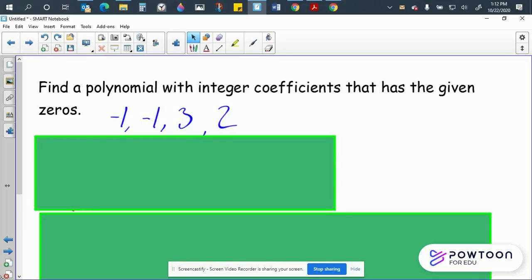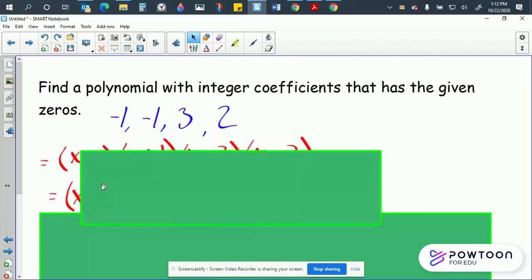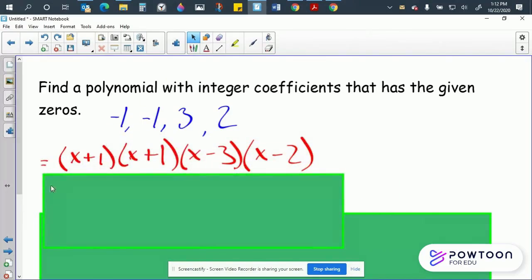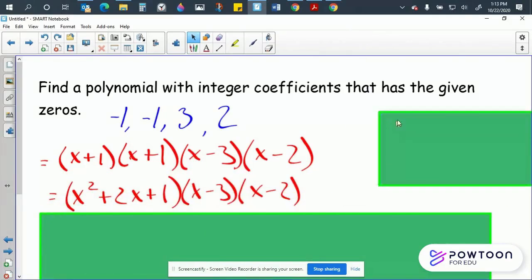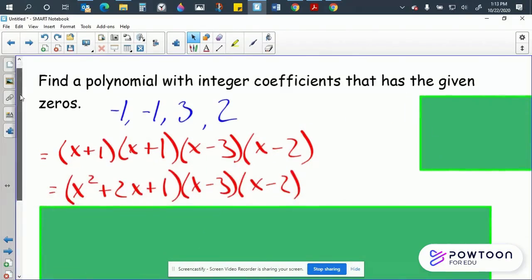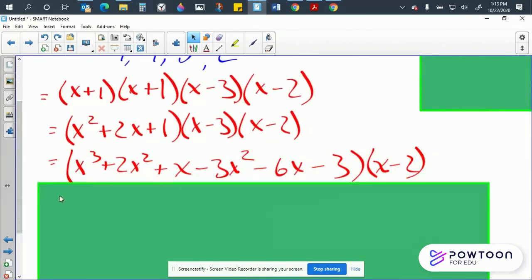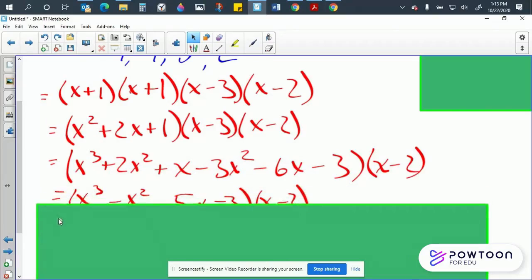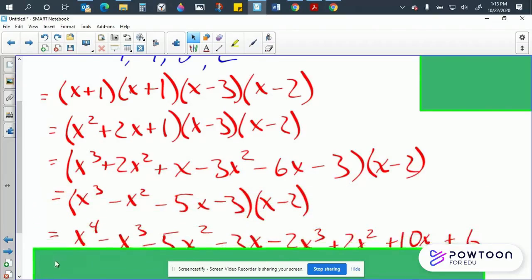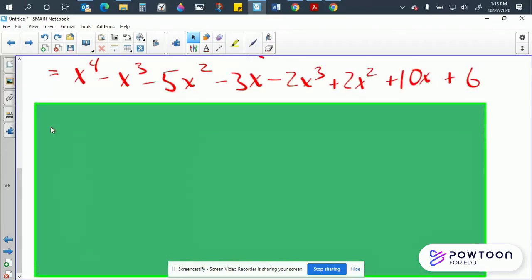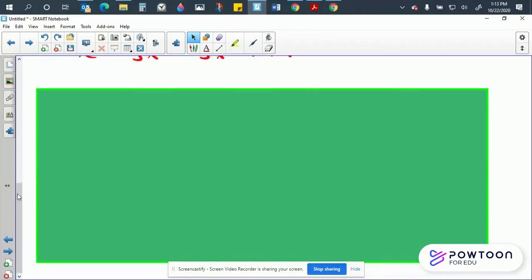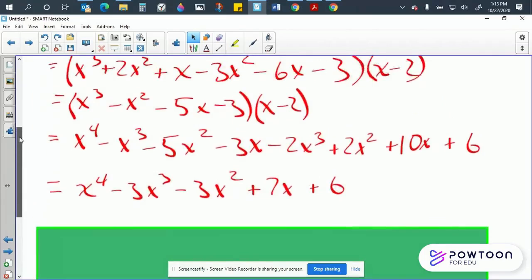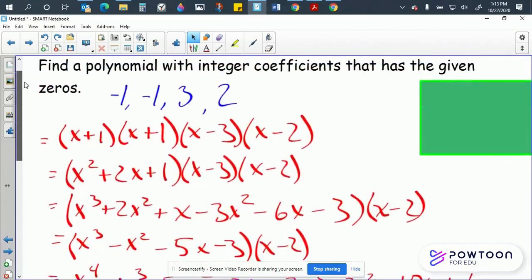Okay, now to find the polynomial with these integers as zeros, you need to set up all of the binomial factors, multiply the first set together, and then keep multiplying. Find your like terms, multiply again, and we end up with our polynomial function that has those zeros.